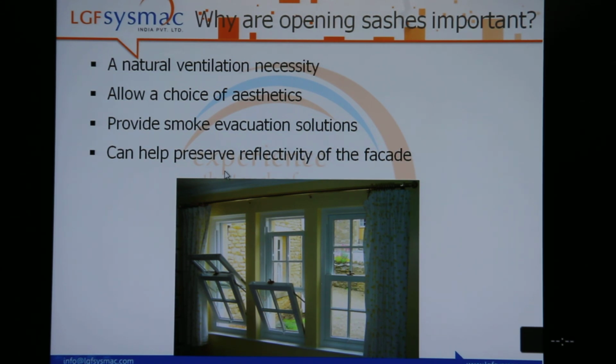It can also help preserve the reflectivity of the facade. Due to the glass, you get sunlight inside the room, and the vision is clear because of the glass and facade. So from an aesthetic point of view, and because of sunlight, it's a very good option in openings. In place of a simple side hung window, there are so many options you can give, and you can get the best ventilation.